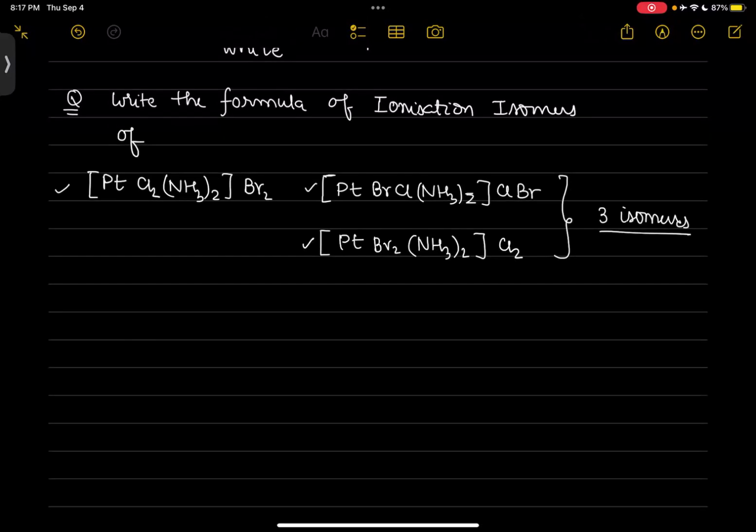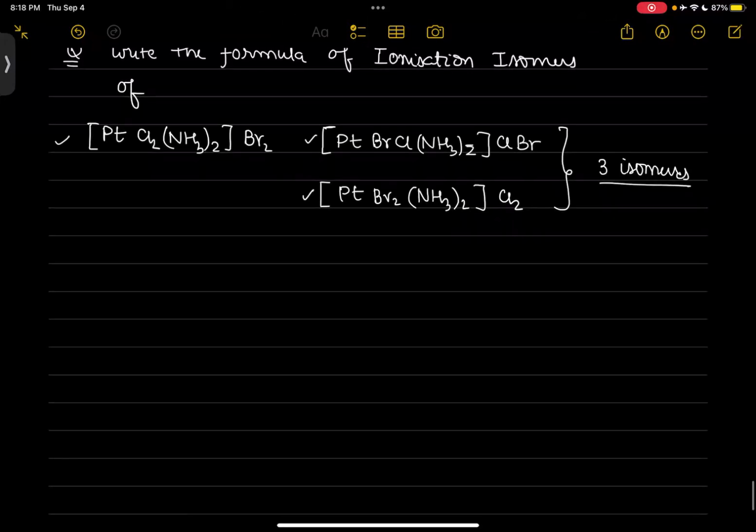They are ionization isomers, and once you put them in water, you will see that they give different ions. The first one is going to give 2 Br minus. The second one is going to give 1 mole of Cl minus and 1 mole of Br minus, and the third one is going to give you 2 moles of Cl minus, right? So that is a way by which you can have the ionization isomers. Let's do one more problem for the ionization isomers.